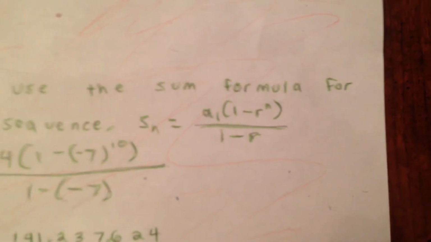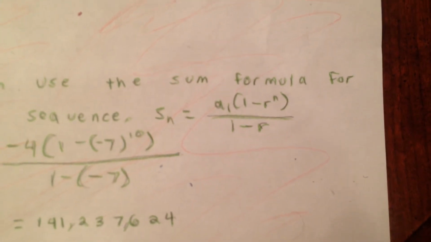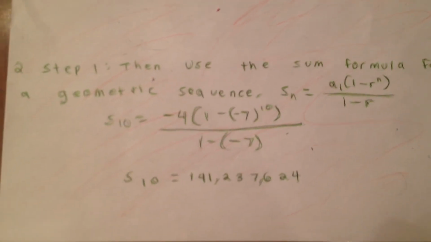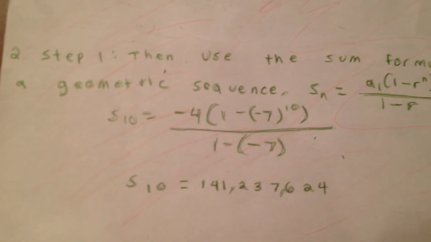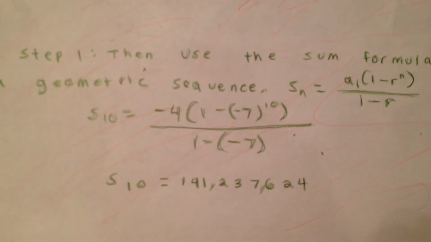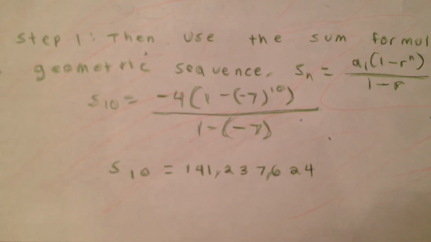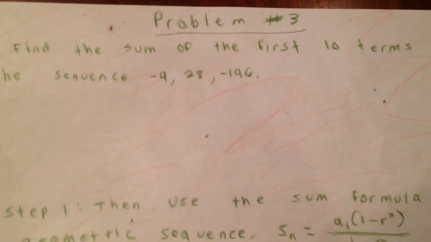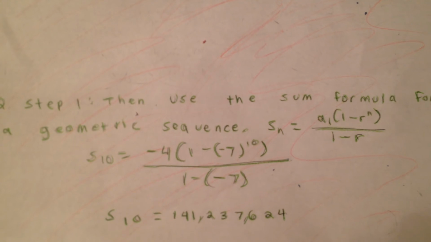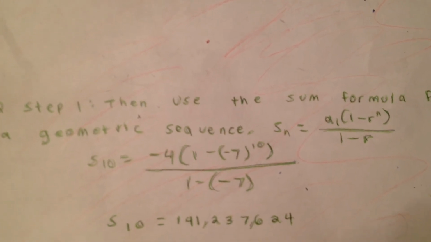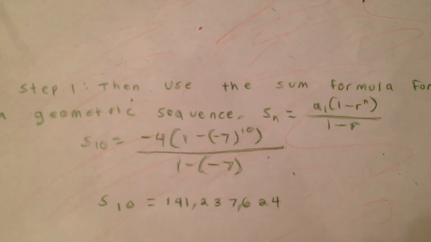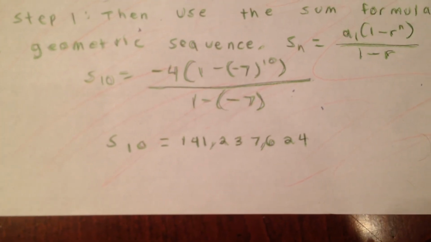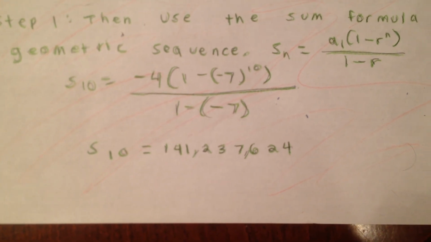This formula right here, S of n equals a sub 1 times 1 minus r to the power of n divided by 1 minus r. And again, that formula is given to you. So you just plug in what you're given. So -4 times 1 minus the r, which is -7 because it's multiplying by -7 each time, to the power of 10 because we're trying to find the sum of the first 10 terms. Then divide that by 1 minus the r, which is -7, and you should get 141,237,624.